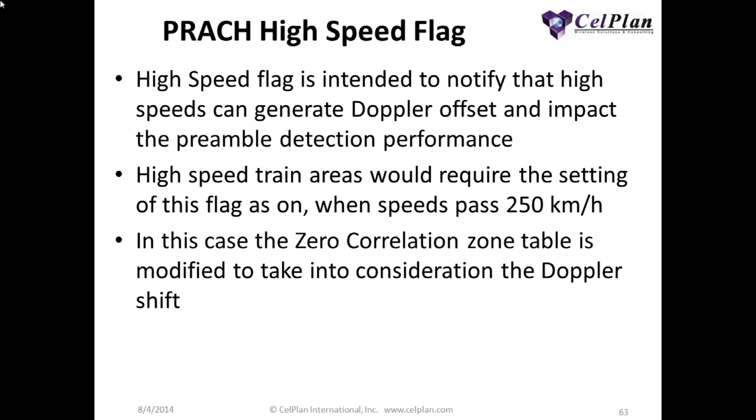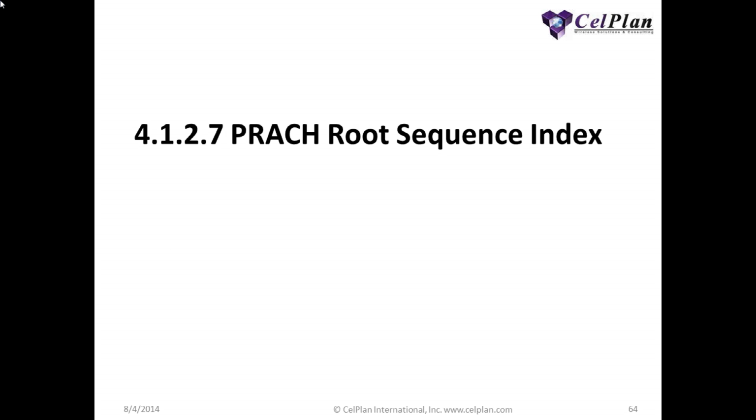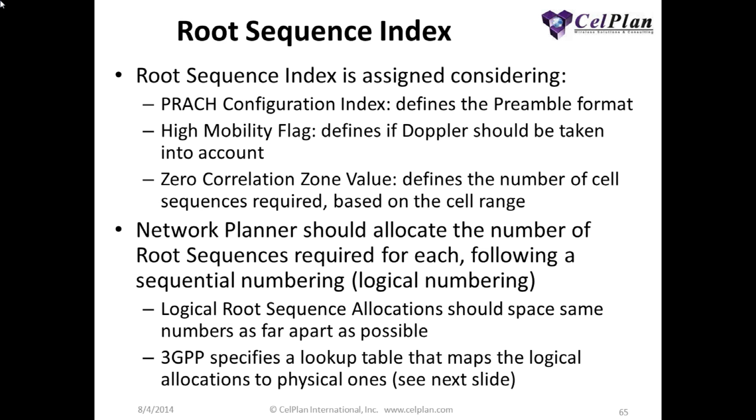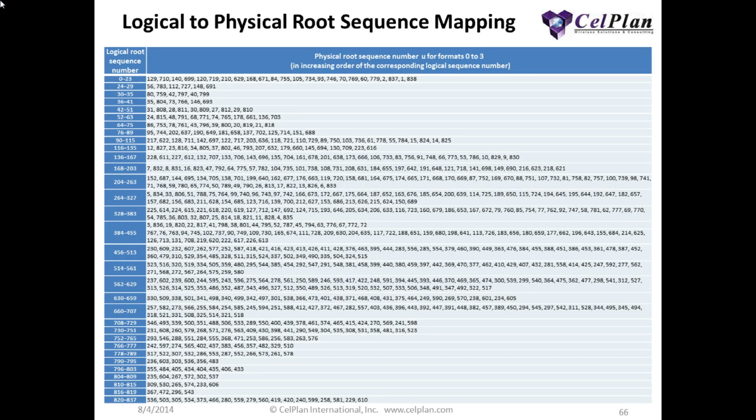The PRACH high-speed flag is basically one value. It's only considered when the UE is moving beyond 250 kilometers per hour. And then we have the PRACH root sequence index that has to be allocated. And remember what we said, is that we take those sequences and we allocate them in a sequential way, trying to space the same numbers as much as possible, trying to put the sequence indices as far away as possible.